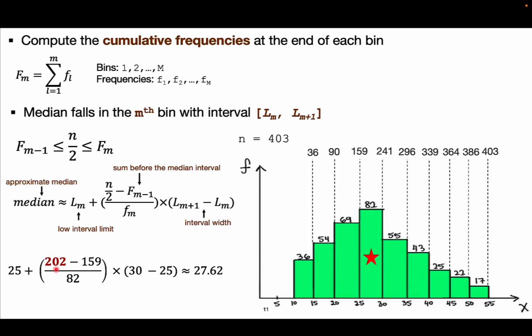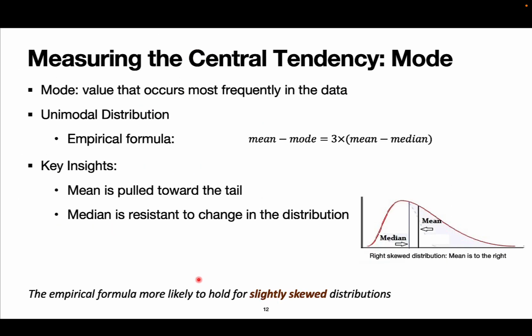In this very example, it translates to 202, which is n over 2, subtracted by the cumulative frequencies at the beginning of the bin, then divided by the frequency of this bin. This frequency, I believe, is going to be maybe 52-ish, and then you multiply it by 5 and end up with 27.62. The mode in a distribution is the value that occurs most frequently.